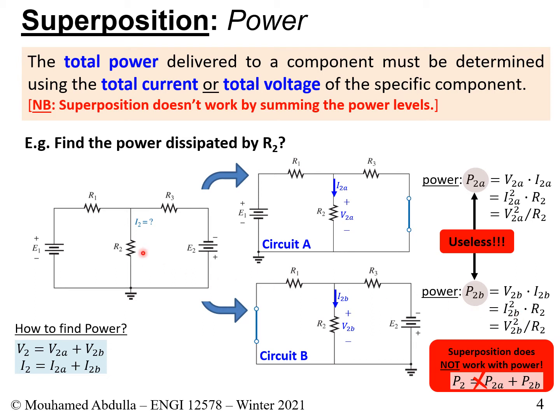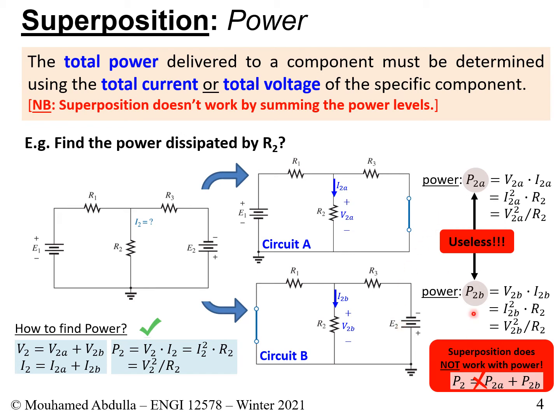So if you're interested in finding the power dissipated by R2, what do you do? You find the voltages, because voltages work with superposition, or the currents. Essentially you consider this circuit, find I2A and V2A, then work with the other circuit, find I2B and V2B, and add them together. Now you have the total voltage and the total current. This is superposition applied to voltages and currents, and it is correct. Once you have this, you can apply Watt's law to it, and this will give you the correct value for power.